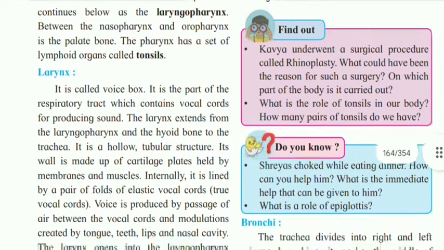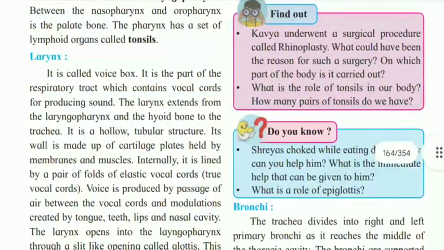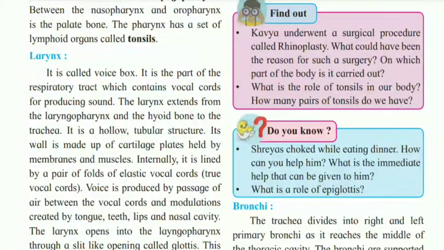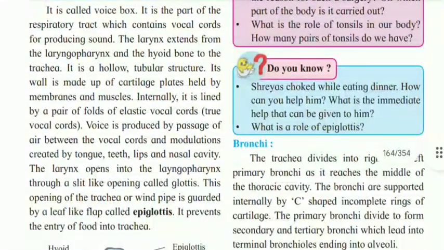Now let's go to larynx. It is called voice box. It is the part of the respiratory tract which contains vocal cords for producing sound. The larynx extends from the laryngopharynx in the hyoid bone to the trachea. It is a hollow tubular structure. Its wall is made up of cartilage plates held by membranes and muscles. Internally, it is lined by a pair of folds of elastic vocal cords that are true vocal cords.